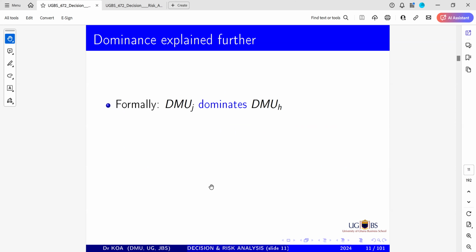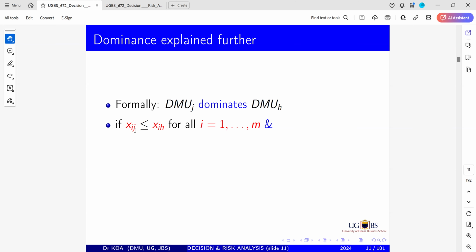So let's write that mathematically, because the principle of dominance is important here. A DMU J dominates a DMU H. How? Look at it. J dominates H because J, Xij, is using less input, or at least the same input, as that of H. So J is using less input than H. That is why we say J dominates H.